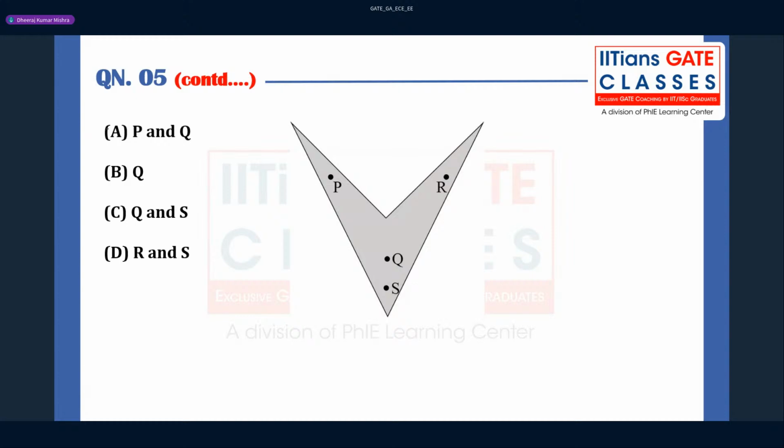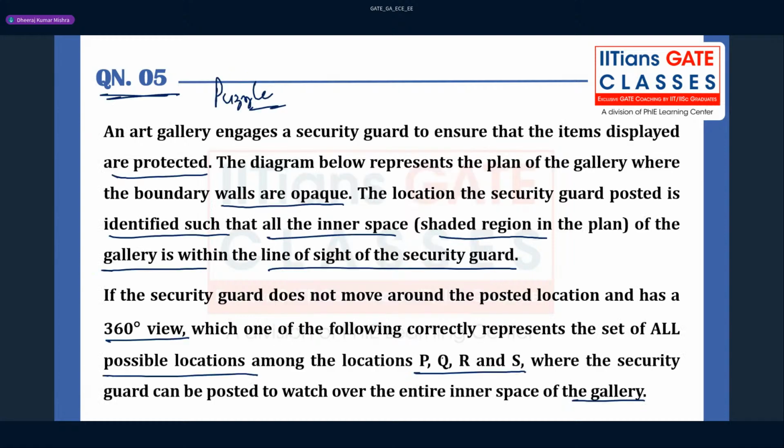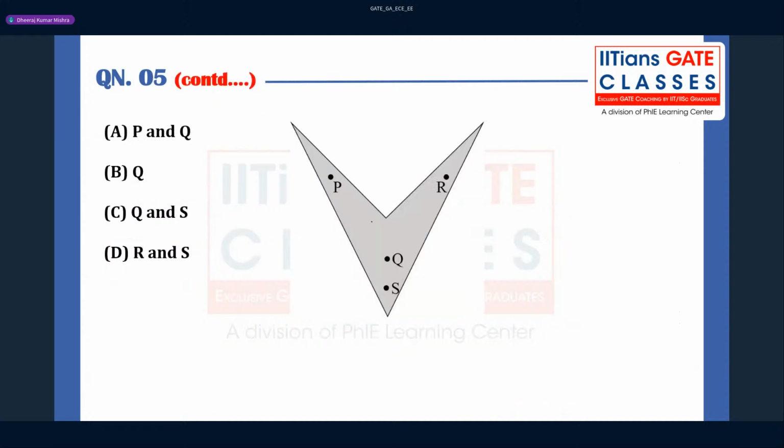So again we can go through here. The question is asking which one of the following correctly represents the set of all possible locations among the locations P, Q, R, S where the security guard can be posted to watch over the entire inner space of the gallery. You have to put the security guard at the location from where he can see everything. That you have to check.